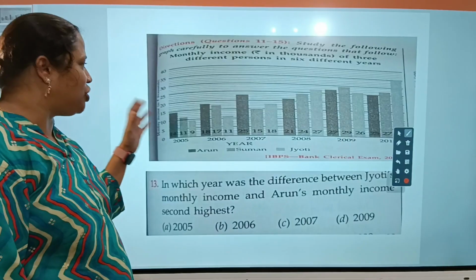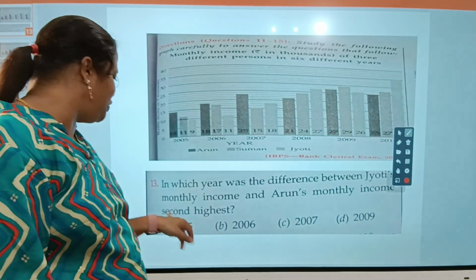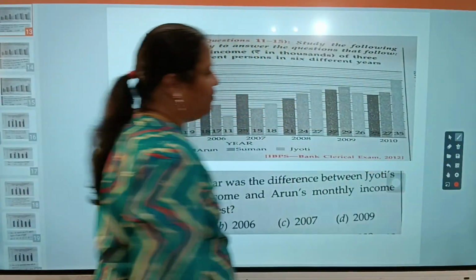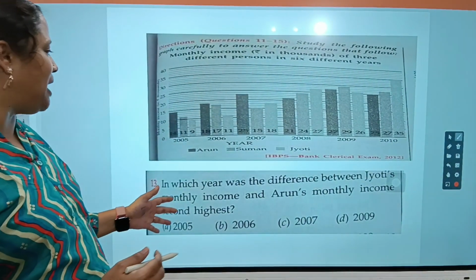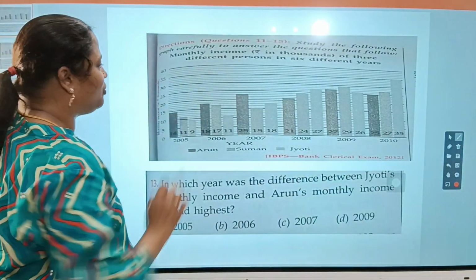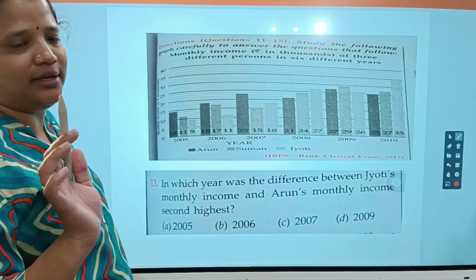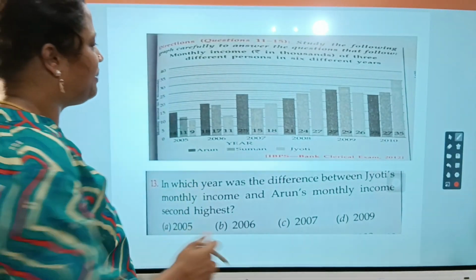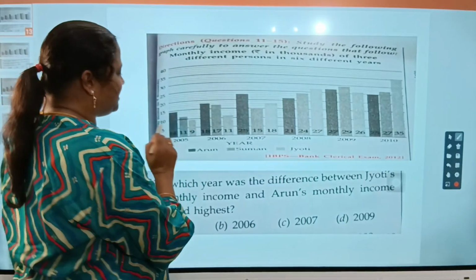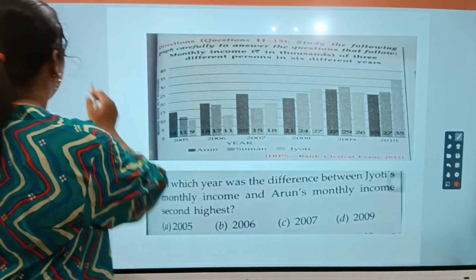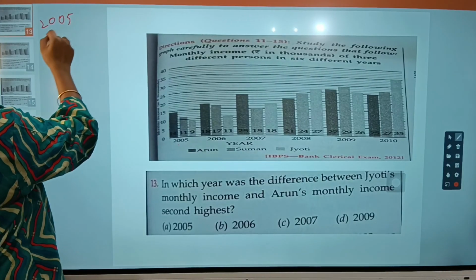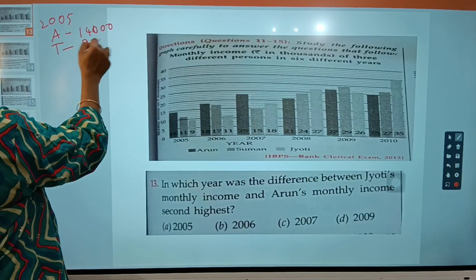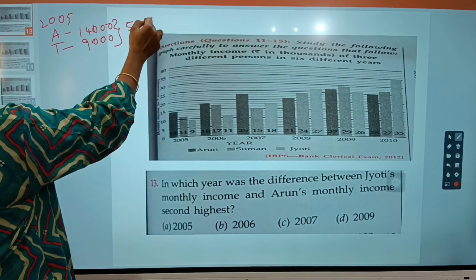Again we will move to the next question in this graph. In which year was the difference between Jyoti's monthly income and Arun's monthly income second highest? Okay, we have to compare Jyoti's income and Arun's income. So difference we have to see in the graph only. Directly you have to observe the graph carefully, then you can get the answer. Suppose in this year 2005, the difference is less. In 2005, Arun's income is 14,000. Jyoti's income is 9,000. So that difference is 5,000.